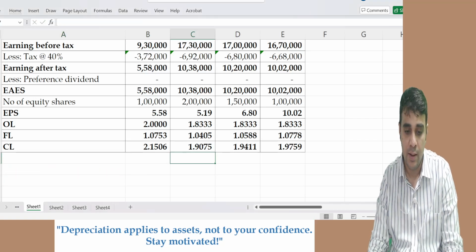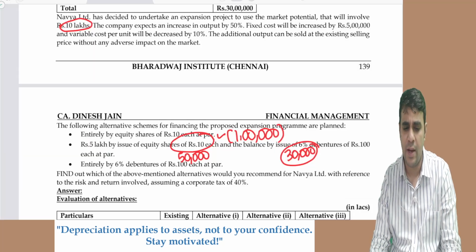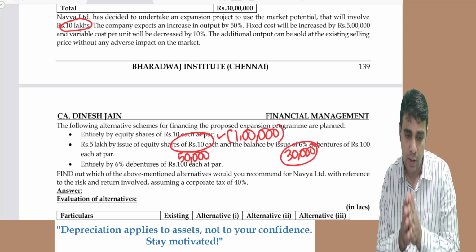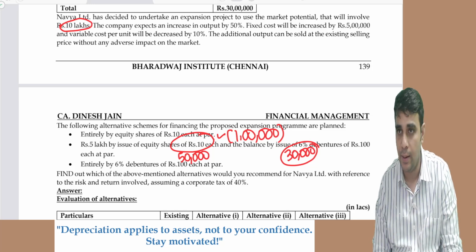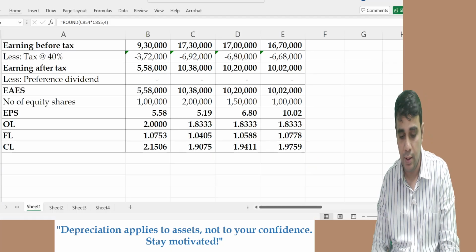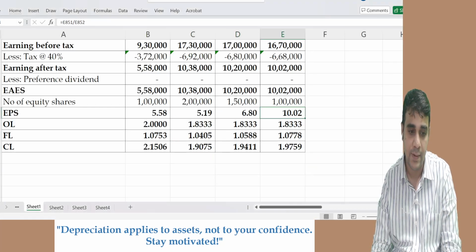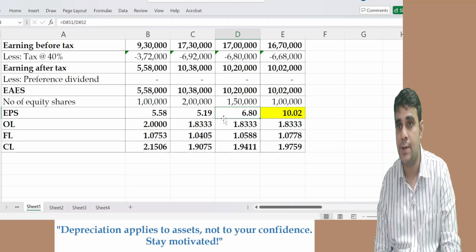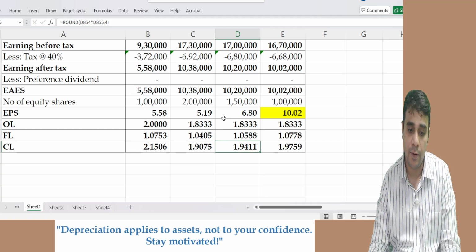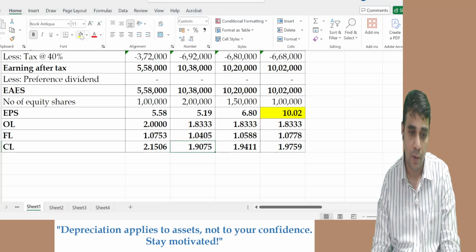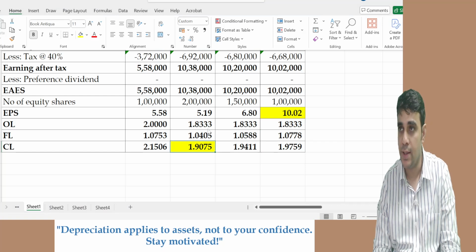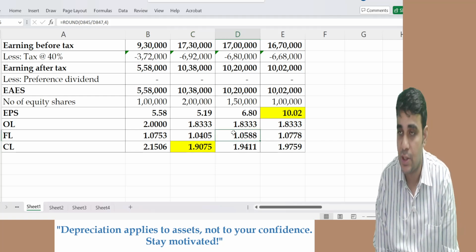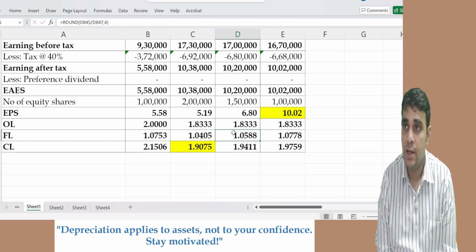Now listen. The question is nowhere asking to calculate leverage, nor EPS. But it asks which alternative you would recommend based on risk and return involved. From the return point of view, I will select this one, 10.02, the highest EPS. From the risk point of view, lowest risk. Combined leverage measures the overall risk, and EPS measures the return.